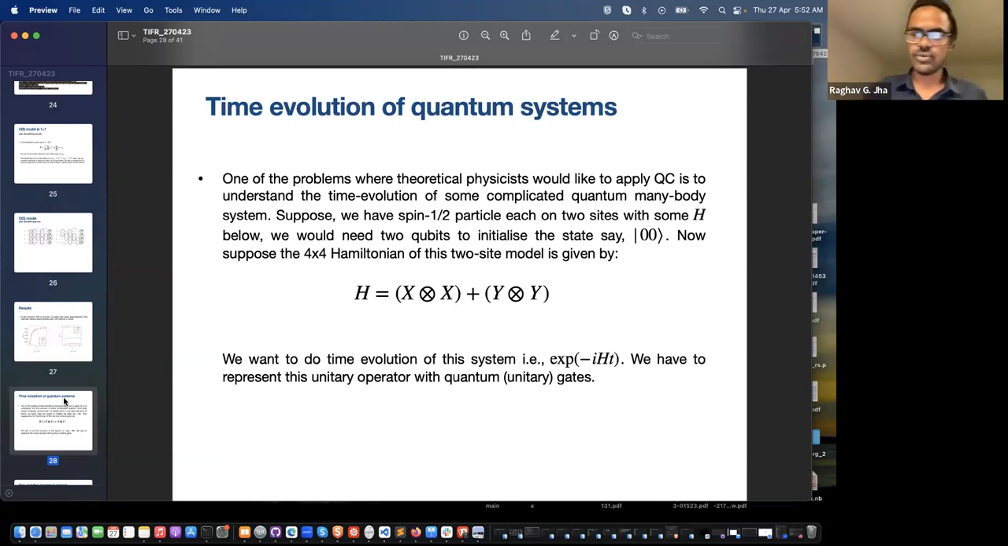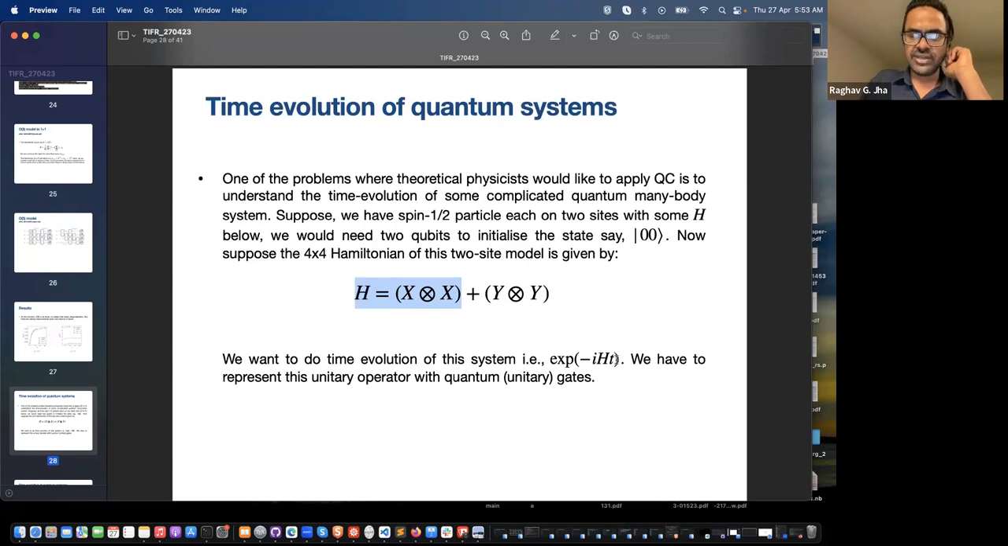For that, I would like to think about a two-site Ising spin-half model, in the sense that, for example, the Hamiltonian is given by X cross X plus Y cross Y. These are on different sites, site 1 and site 2. This is some random Hamiltonian I just wrote down, because I just want to convey the point of how we really do this. The Pauli matrices X, Y form the Hamiltonian like this, and we want to do a time evolution of the system. That is the real crux, interesting problem which quantum computing has to tell us about.